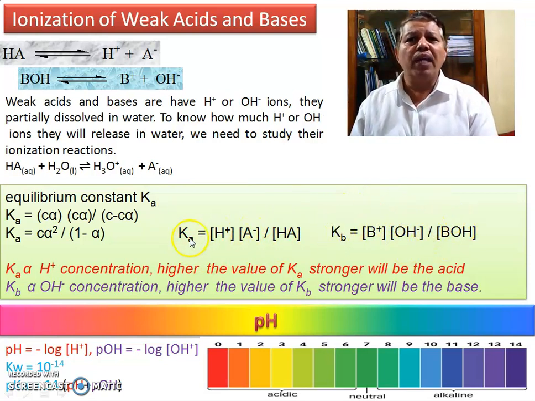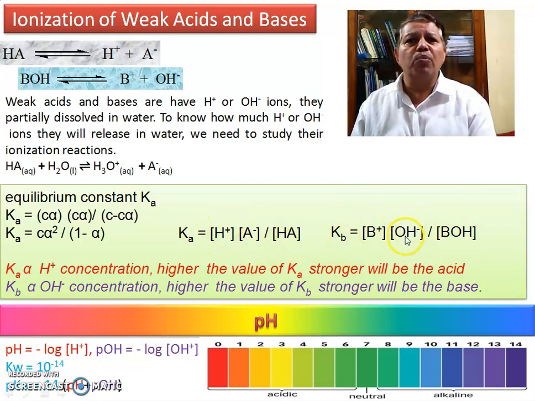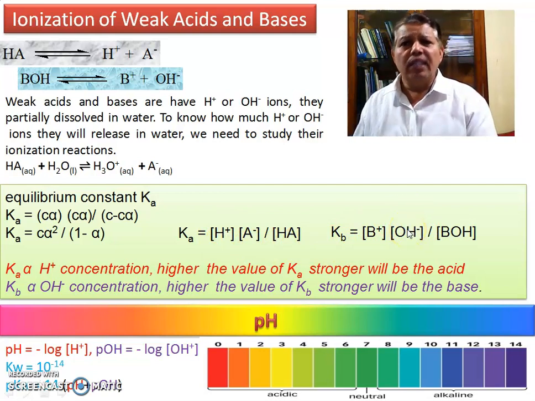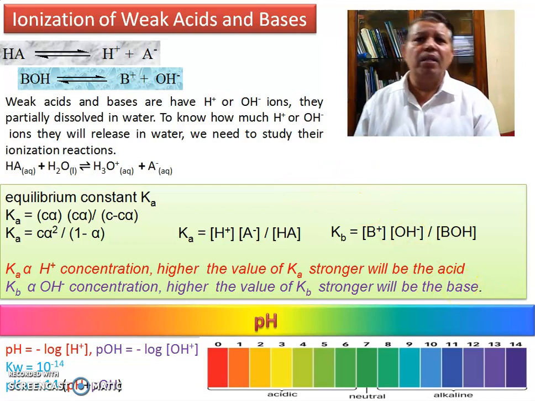Now the value of Ka is directly proportional to the concentration of hydrogen ion, and the value of Kb is directly proportional to the concentration of OH ion. Therefore we say that the higher the value of Ka, the stronger will be the acid, and the higher the value of Kb, the stronger will be the base. Now from the value of Ka and Kb, the new term pH, the power of the hydrogen ion, can be calculated.